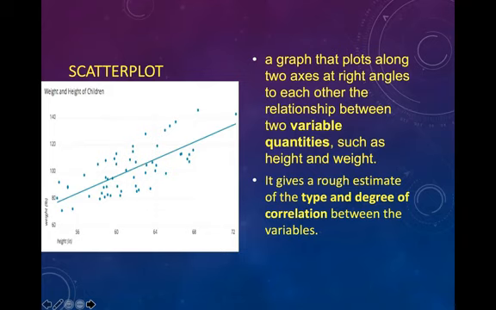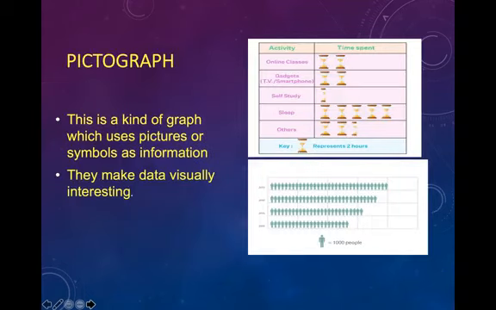Scatter plot. It is a graph that plots along two axes at right angles to each other the relationship between two variable quantities. Here, the variable quantities are height and weight. So it gives us a rough estimate of the type and degree of correlation between the variables. By type meaning positive correlation, negative correlation, or no correlation at all. Finally, this is the pictograph. This is a kind of graph which uses pictures or symbols as information. So the pictographs make data visually interesting.